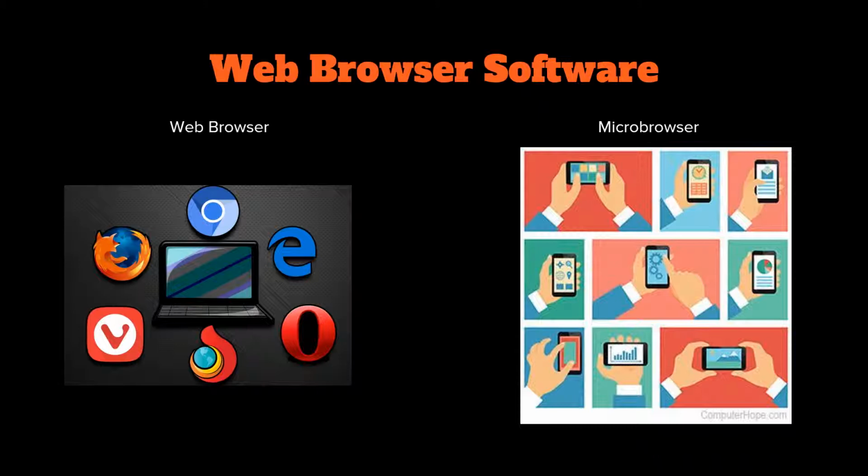Internet-enabled mobile devices such as smartphones use a special type of browser known as a microbrowser. A microbrowser is designed for small screens and limited computer power. Many websites design a web page specifically for display on a microbrowser.